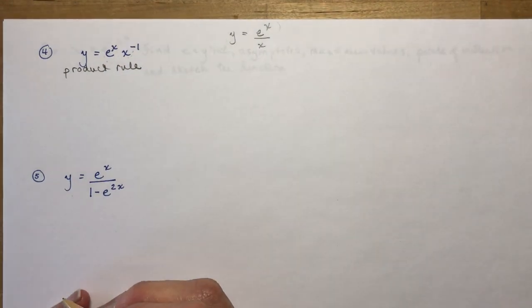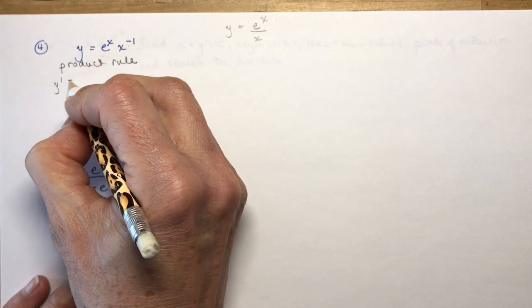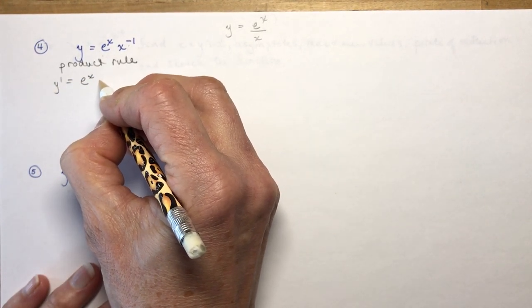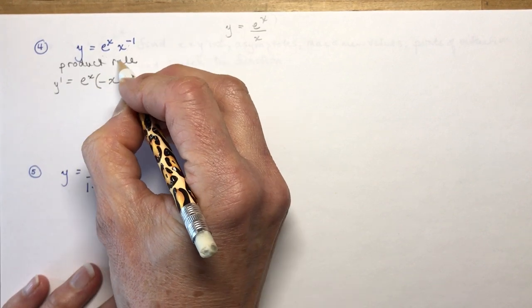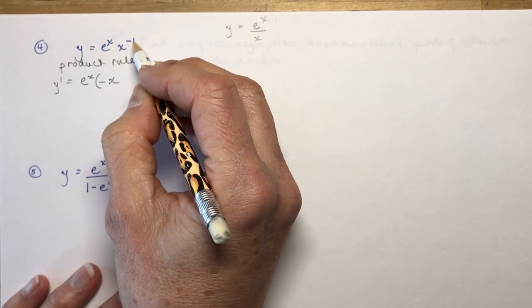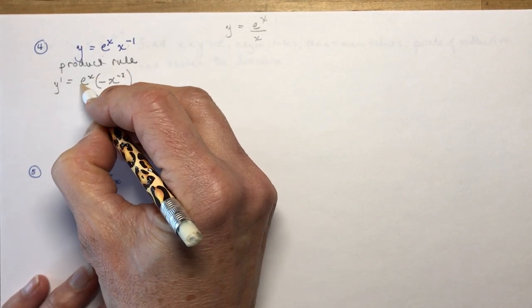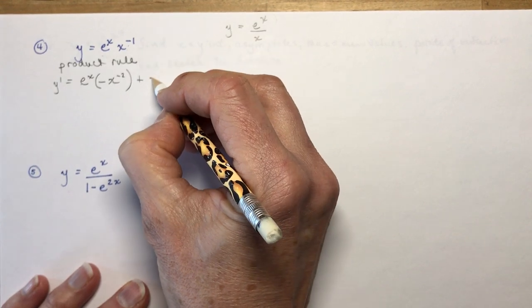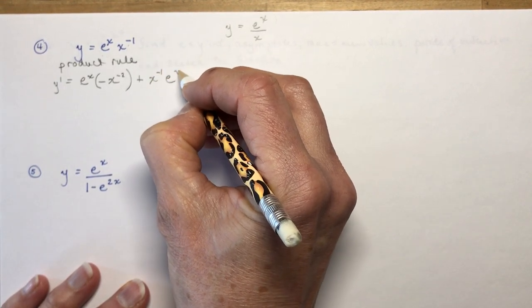See which one is easier. Okay, so if I do the product rule, I would say the first times the derivative of the second, that's going to be negative x, I'm going to put a bracket here because it's times, negative x to the negative 2. So that's first times derivative of the second plus the second, that's x to the minus 1, times the derivative of e to the x, which is e to the x.